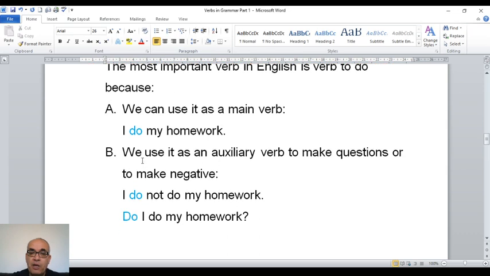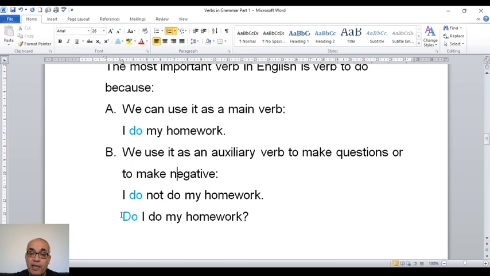Number B. We use it, I mean verb to do, as an auxiliary verb to make questions or to make negative. So in this sentence, I use do to make negative. I do not do my homework. So I want to make this sentence negative. This one, I do my homework. What do? I use do. So I use do to make negative. I do not do my homework.